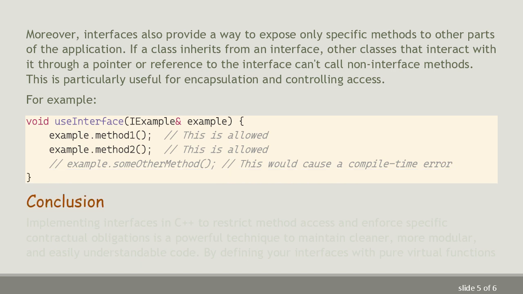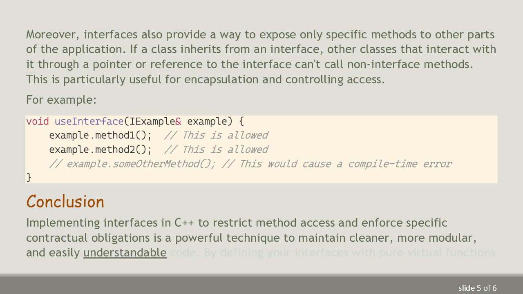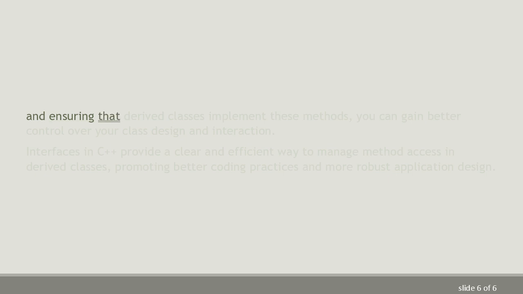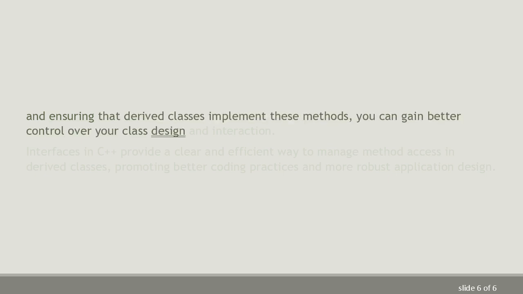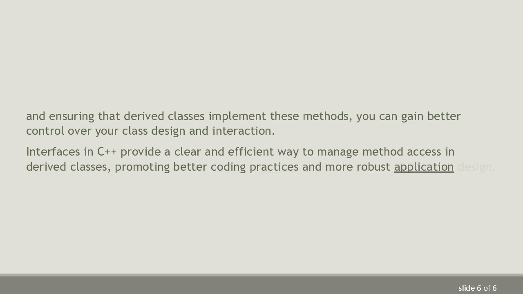Conclusion. Implementing interfaces in C++ to restrict method access and enforce specific contractual obligations is a powerful technique to maintain cleaner, more modular, and easily understandable code. By defining your interfaces with pure virtual functions and ensuring that derived classes implement these methods, you can gain better control over your class design and interaction. Interfaces in C++ provide a clear and efficient way to manage method access in derived classes, promoting better coding practices and more robust application design.